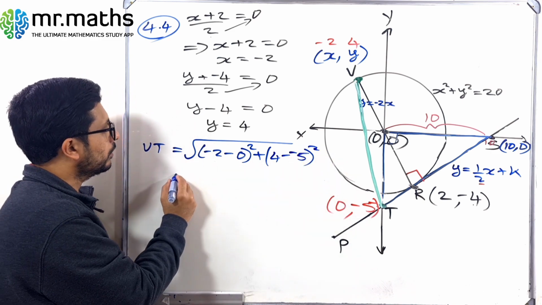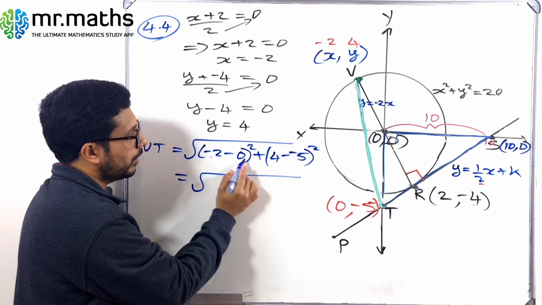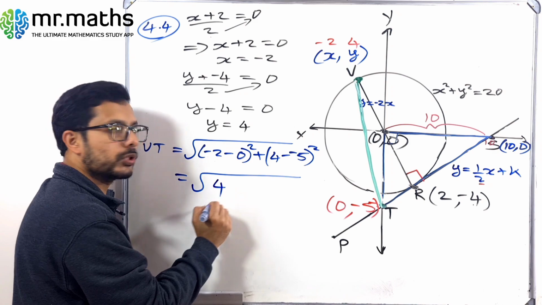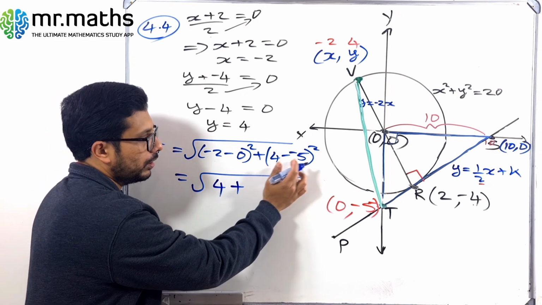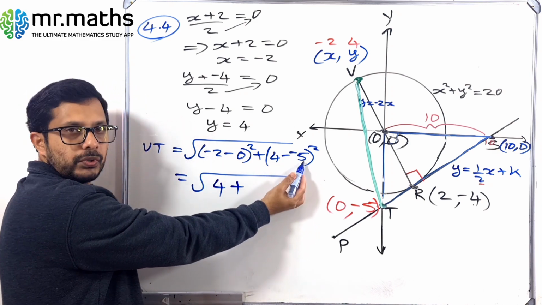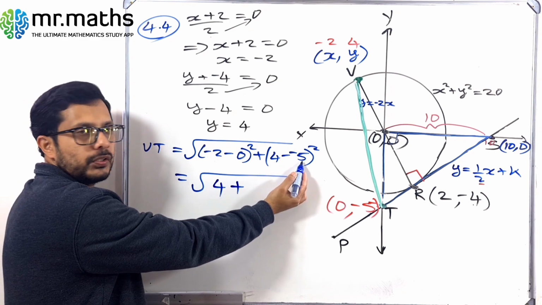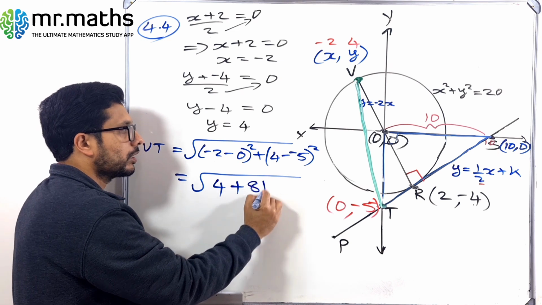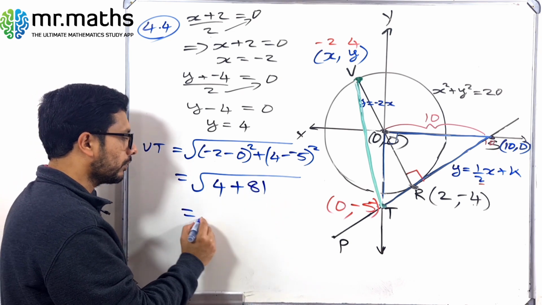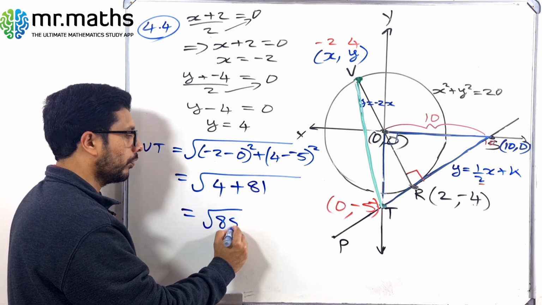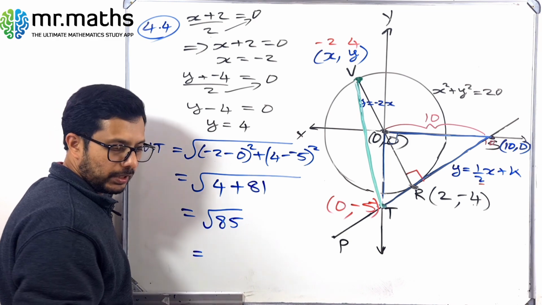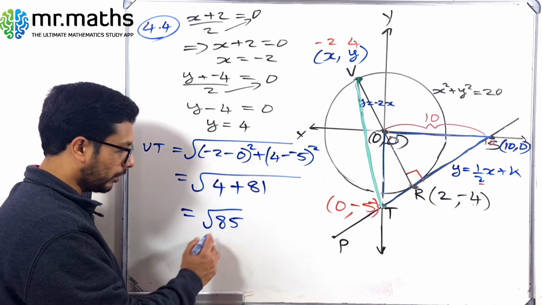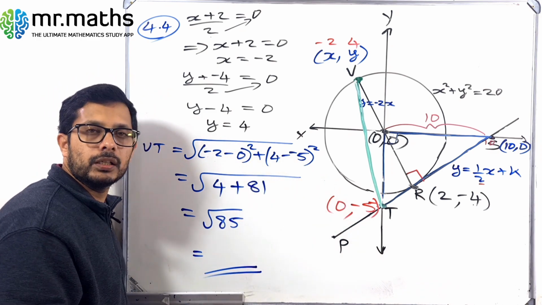So here this is equal to the square root of -2, -2 minus 0 is -2, -2 squared is positive 4, plus 4 plus 5, minus minus is plus, 4 plus 5 is 9, 9 squared is 81. So what is that? The square root of 85. So either you can leave it like this, or if you want to simplify, you have to check in your calculator. You will get a decimal number.